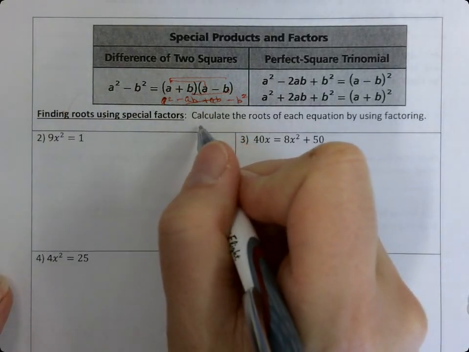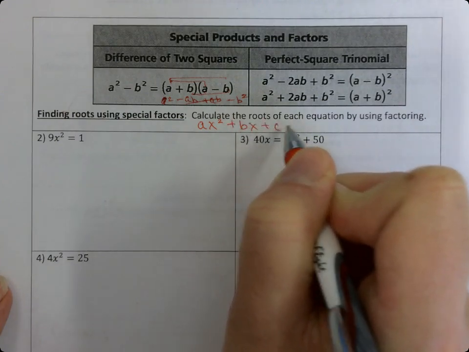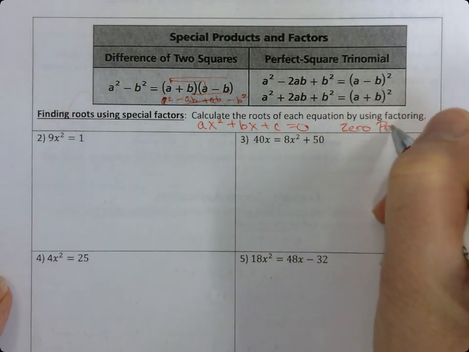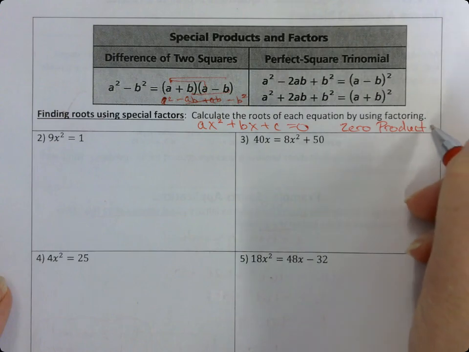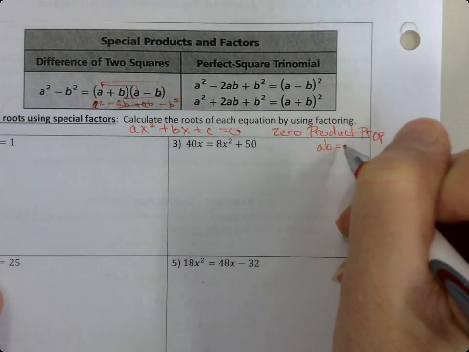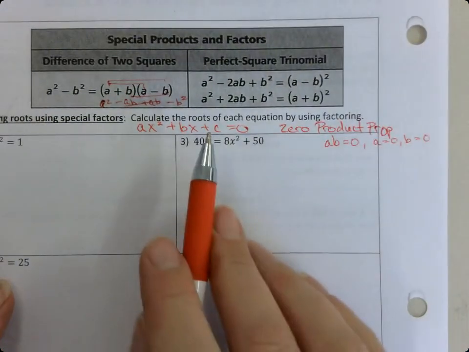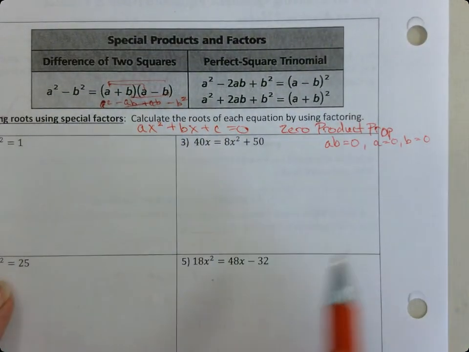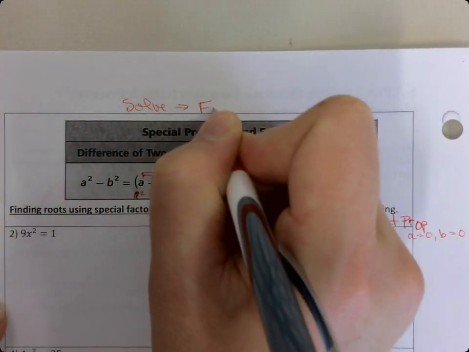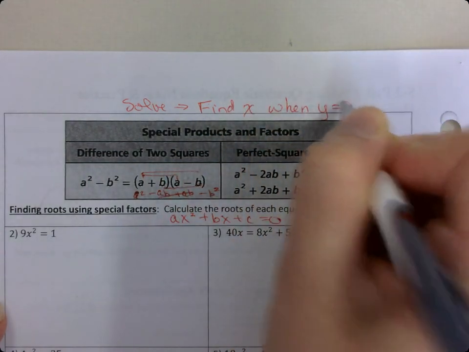We're going to use that zero product property. We always want to set our quadratic equal to 0. And to use the zero product property, we need a product. So zero product property from yesterday said that if a times b equals 0, then a equals 0 or b equals 0. So we need to set it equal to 0. And when we're solving a quadratic, remember, to solve, we are trying to find x when what? When y is 0. So that's why we're setting it equal to 0.